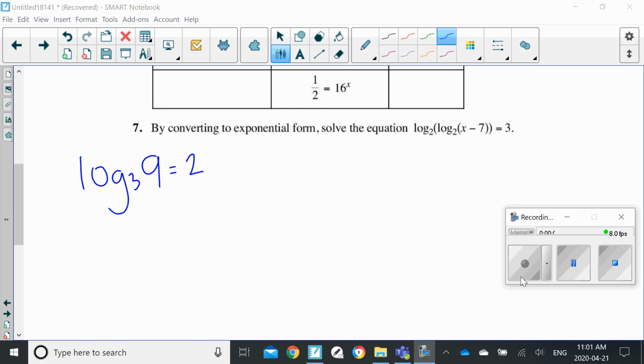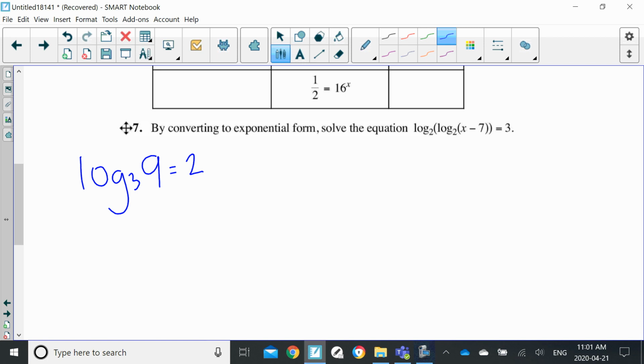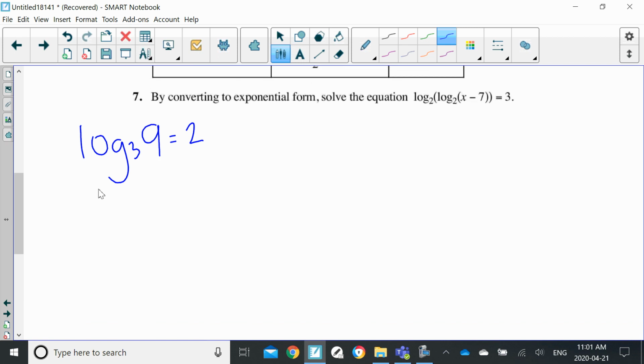I wanted to do a quick video on homework question number 7 from lesson 4. Number 7 is probably one of the most complex questions in the homework, so I wanted to go through this. Before I go through the actual question, I just want to do a quick review.